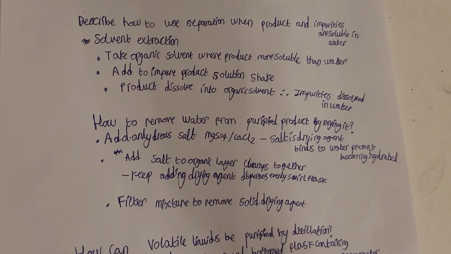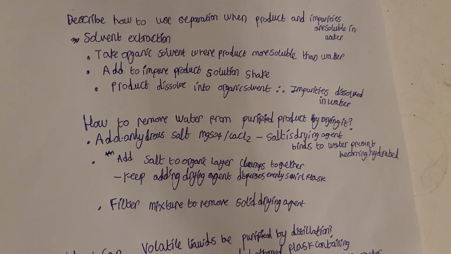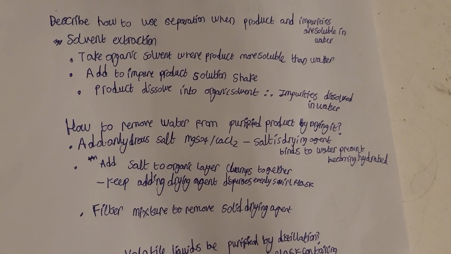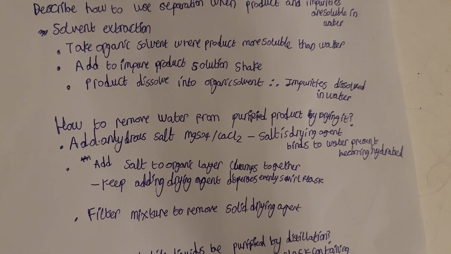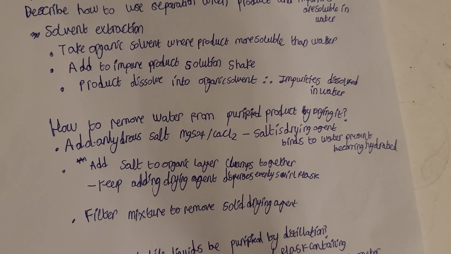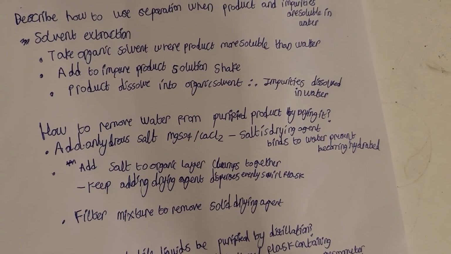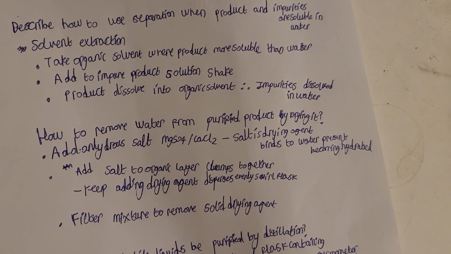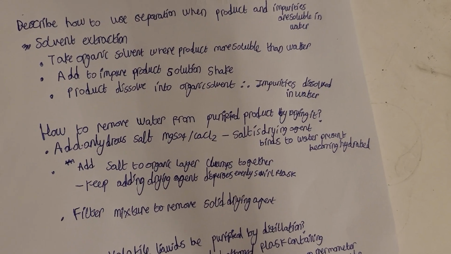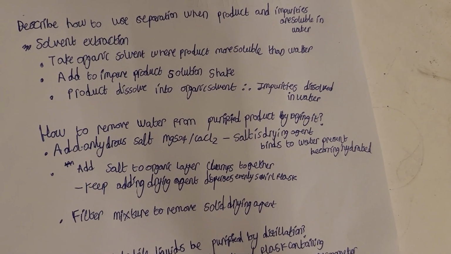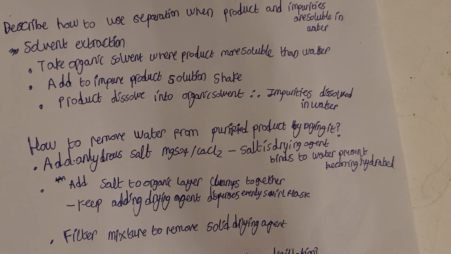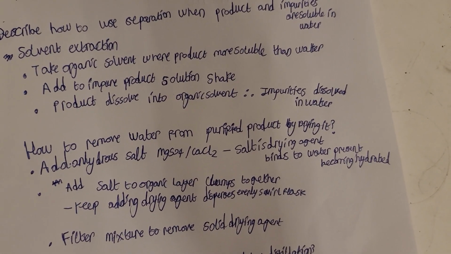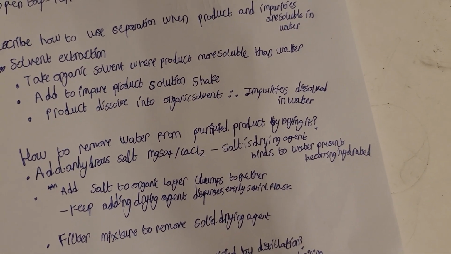How to remove water from the purified product by drying it? Add an anhydrous salt, magnesium sulfate or calcium chloride, and this anhydrous salt is a drying agent. It will bind to water present, becoming hydrated. And then we keep adding the salt to the organic layer, because the drying agent binds to water present, so it becomes hydrated.